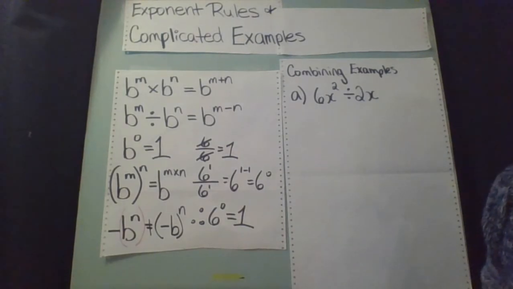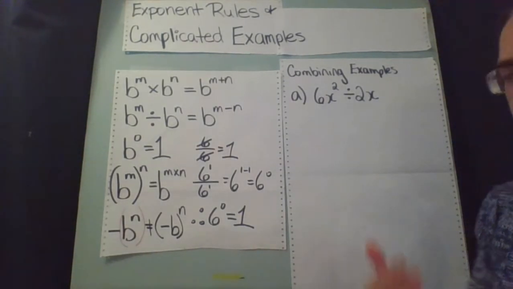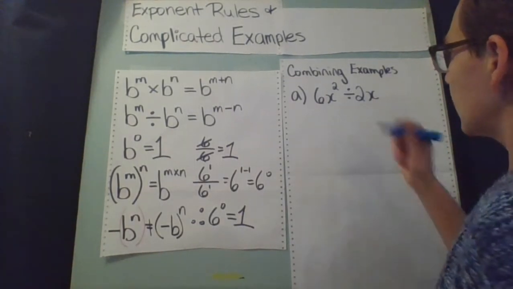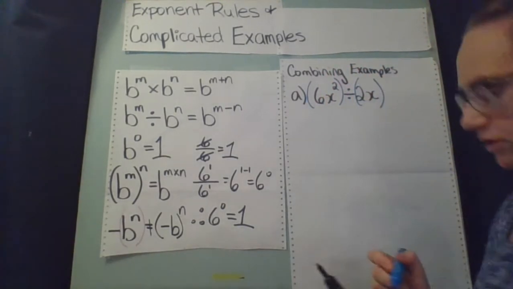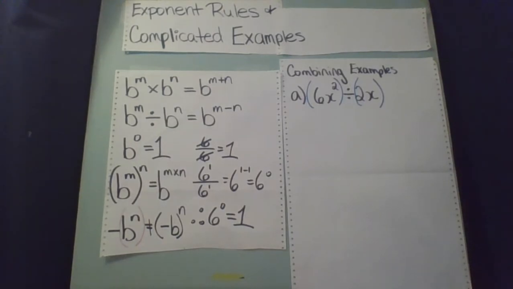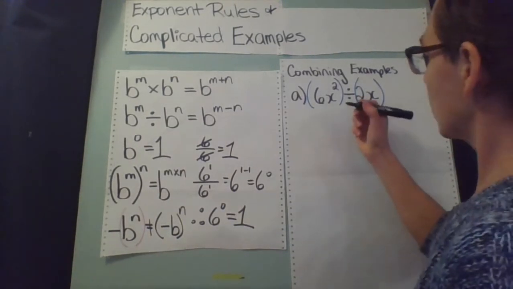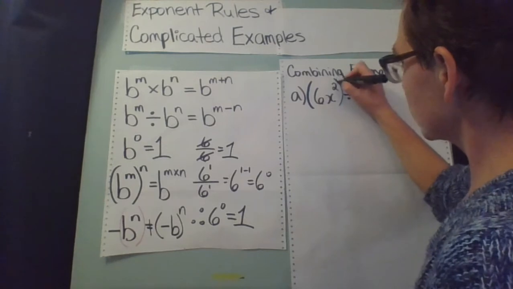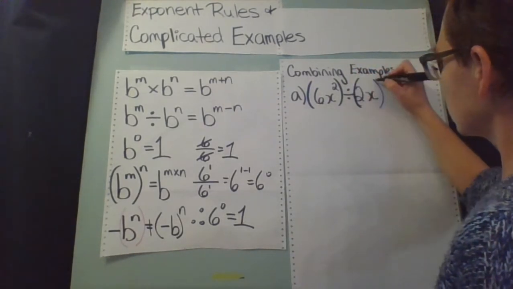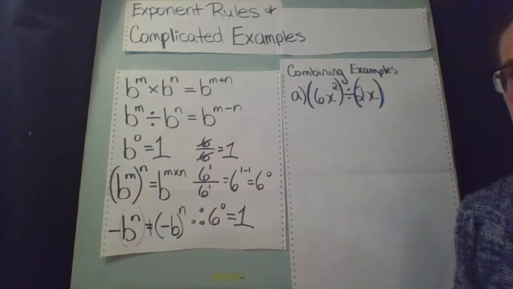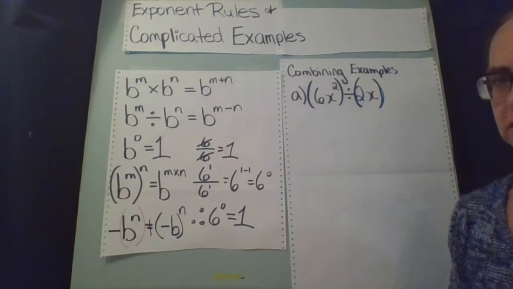Okay, so I'm going to treat my numbers and my letters differently. And in this question, we've got a bracket there and a bracket there. I should have probably put those in the question. So I want to do this whole term, 6x squared, and divide it by this whole term, 2x. All right, let's see.